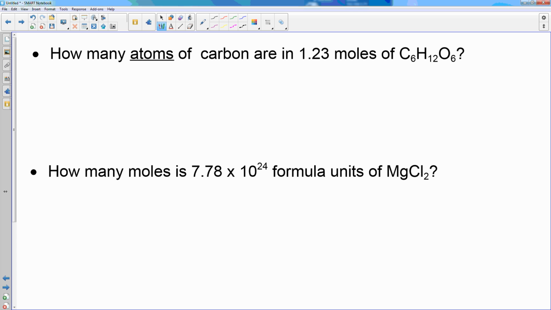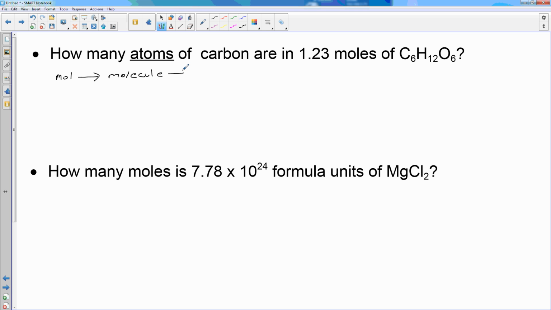This one is a little bit different because now this is asking us how many atoms of carbon are in 1.23 moles of this molecule. And this molecule is glucose. And so we can't go from moles to atoms when we have a molecule. We have to go to moles, then we have to break that down into its representative particle, because this is a molecule or a molecular compound. We have to break that into a molecule.